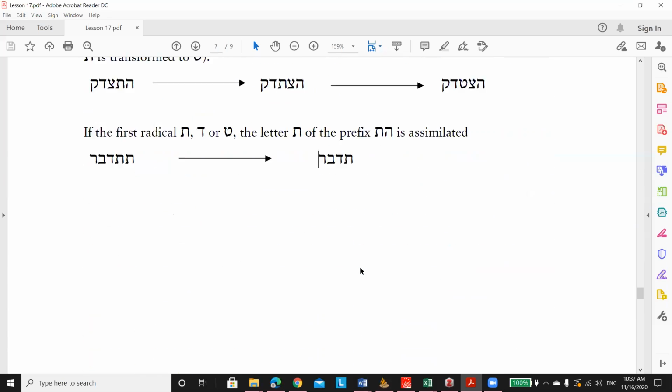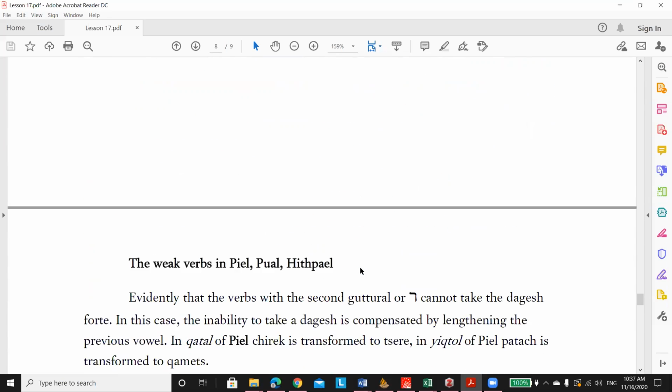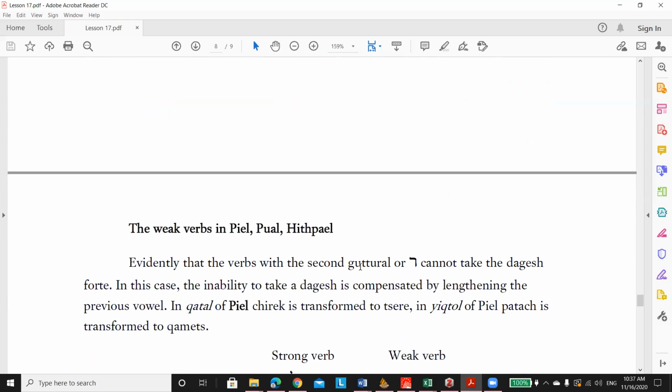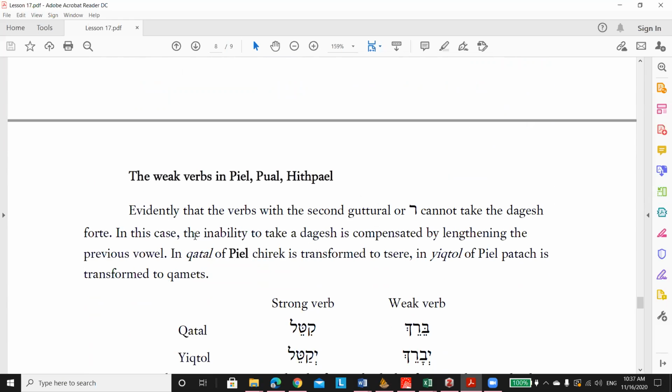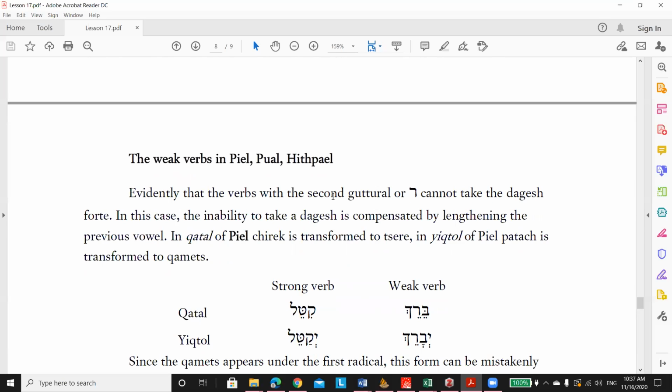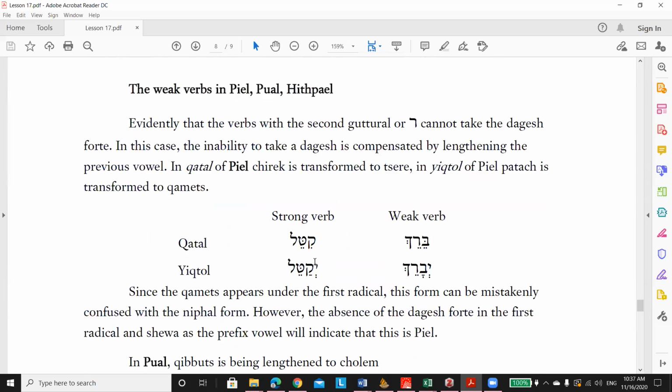Okay, if you don't have questions, we have one more short topic for today, and this is about the weak verbs. And you can already see the problem of these three stems, Piel, Pual, and Hithpael. One of the features is dagesh in the second radical, or the second consonant of the root. But in this case, if the second letter is guttural or resh, it cannot take dagesh. So what happens in this case?